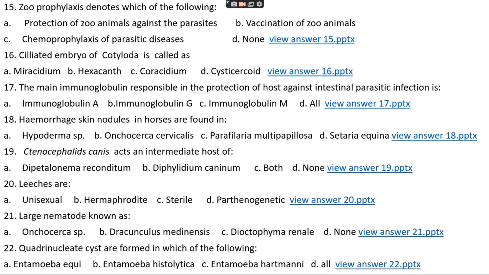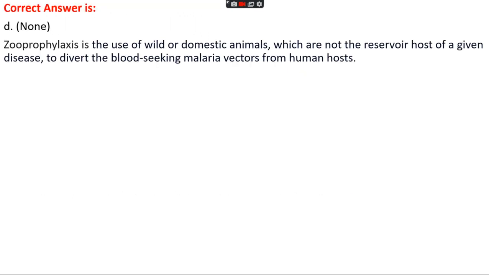Question number 15. Zooprophylaxis denotes which of the following? Option A, protection of animals against parasites; option B, vaccination of animals; option C, chemoprophylaxis of parasitic disease; or option D, none. The right answer is option D, that is none. Zooprophylaxis is the use of wild or domestic animals which are not the reservoir host for some diseases, in order to divert blood-seeking malaria vectors from the human host. So wild or domestic animals are used to prevent malaria.